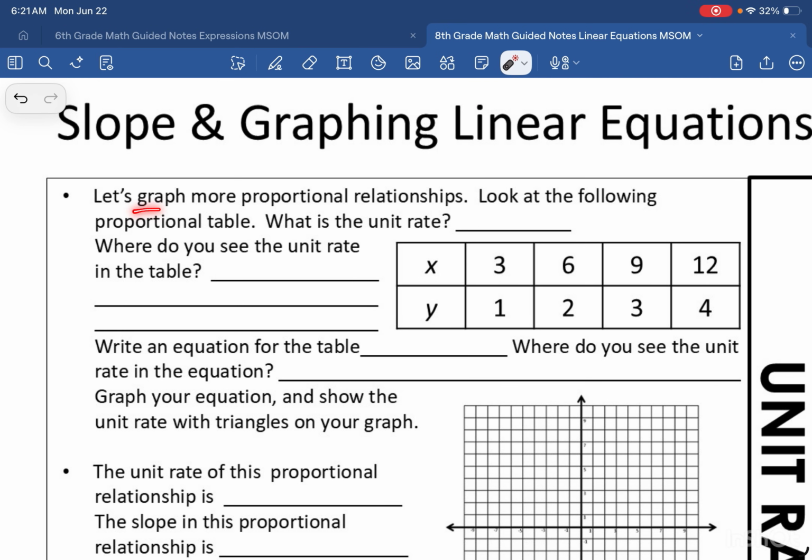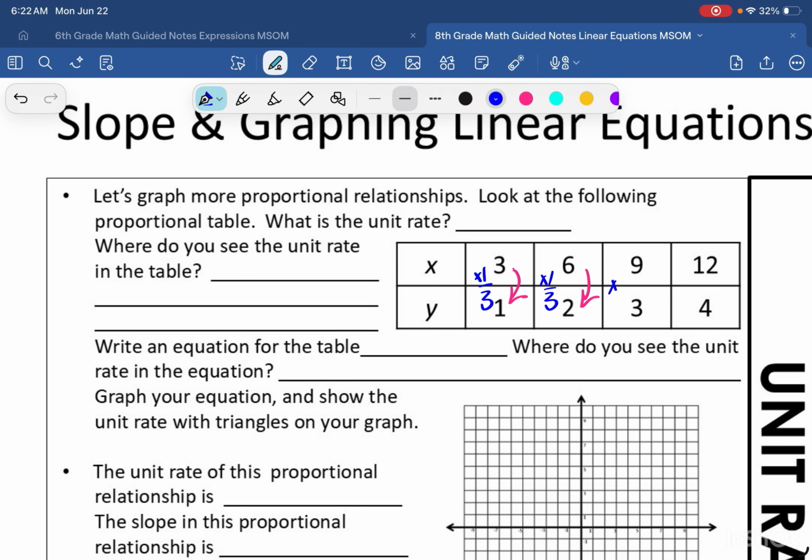Let's graph more proportional relationships. Look at the following proportional table. What is the unit rate? So the unit rate is going to be what I'm multiplying x by to get to y. So if I have 3 and I need 1, I'm going to be multiplying by 1/3. And that's true for this whole table. So the unit rate is 1/3.